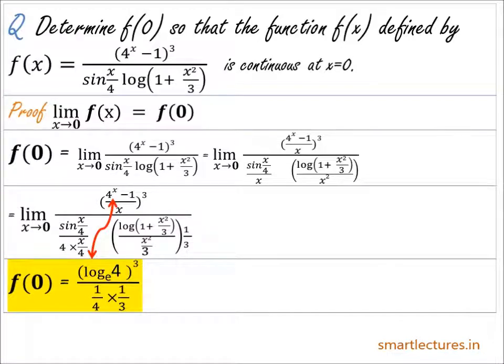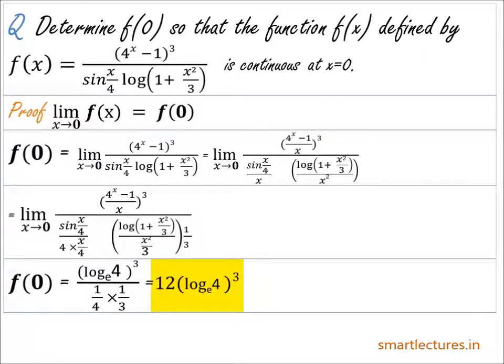And similarly, limit x approaches 0 of sin(x/4) divided by x upon 4 is equal to 1, and limit x approaches 0 of log of (1 plus x square upon 3) divided by x square upon 3 is equal to 1. So finally, this equation reduces to f of 0 is equal to (log of 4 to the base e) to the power 3 divided by (1 upon 4 into 1 upon 3), which is equal to 12 into (log of 4) to the power 3.